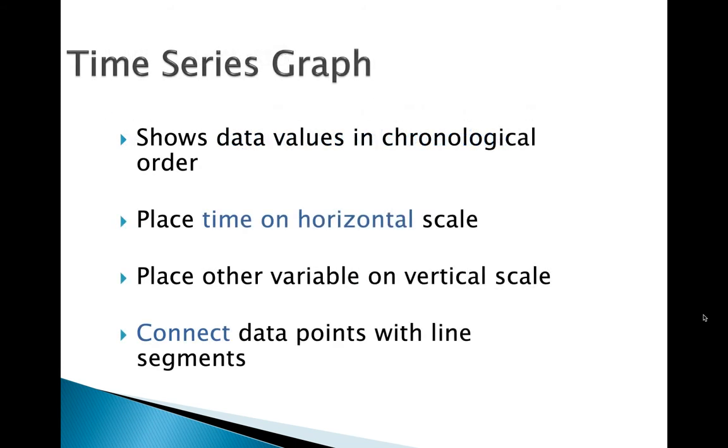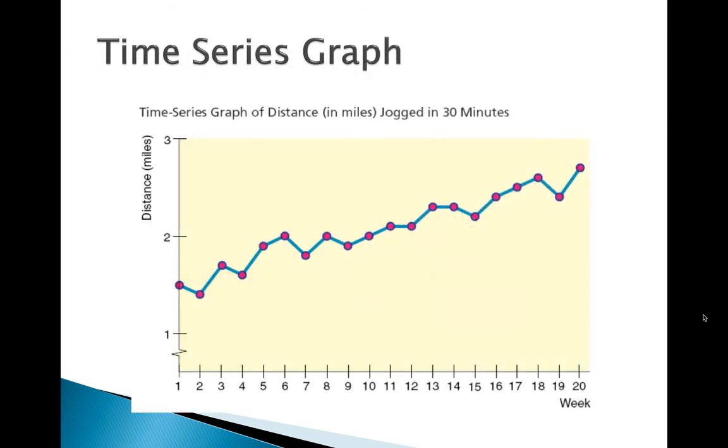All right, so time series are data sets composed of similar measurements taken at regular intervals over time. You want to show the data values in chronological order, and you're going to place time on the horizontal and the other variable on the vertical scale, and then you're going to connect the dots with line segments.